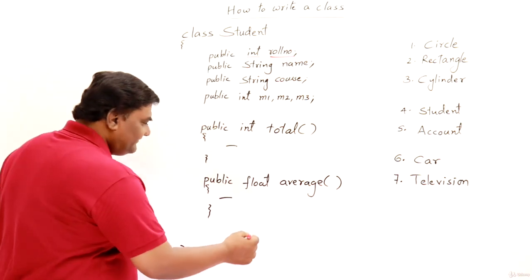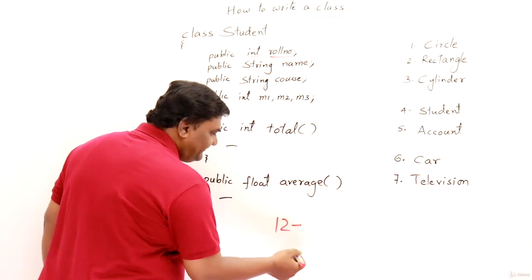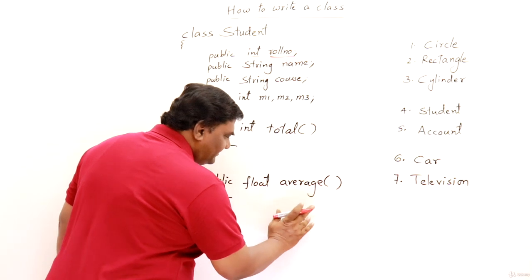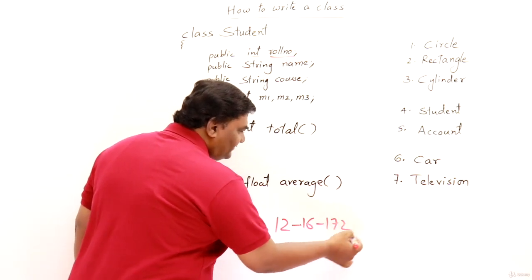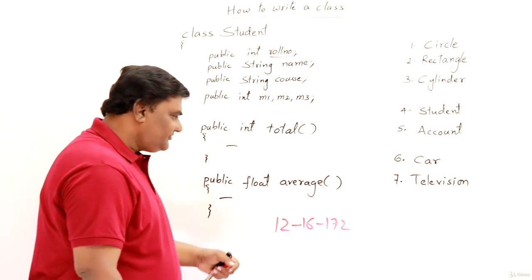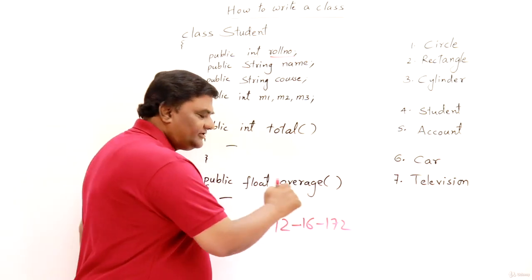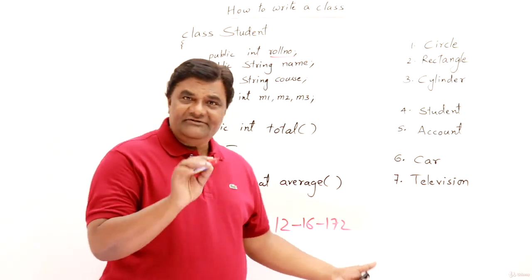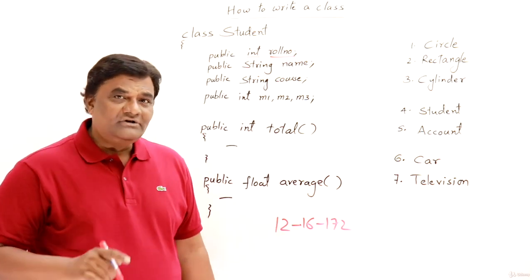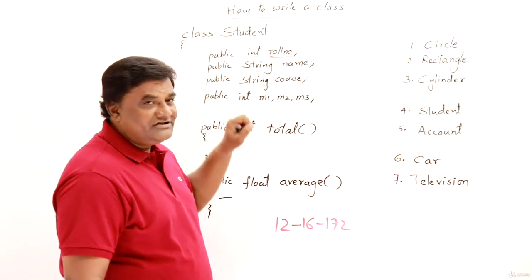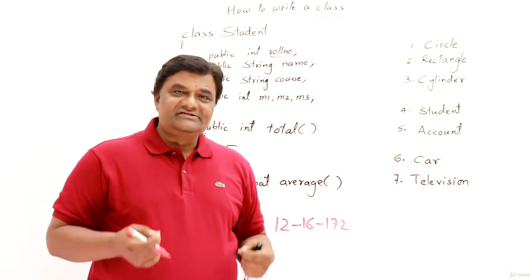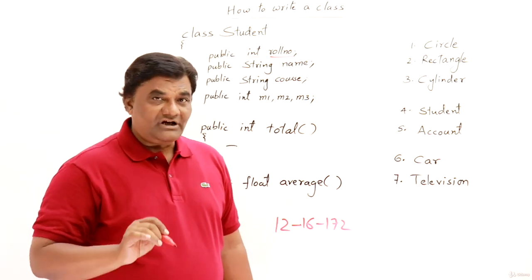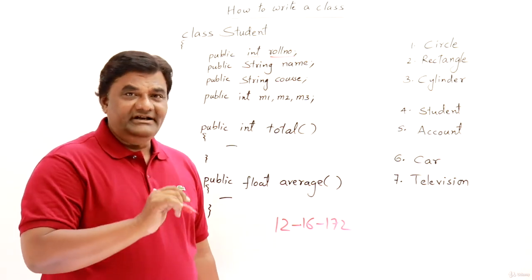Like a roll number is given like this: 12 hyphen 16 hyphen 172. Like 172 is the actual roll number, then 16 is some code, year code or college code, like this. Some hyphens, special characters, are also allowed. If that is the case, then it cannot be an integer. If you want to store the complete number, you have to make it a string. So here you have to judge and decide what you want to store, and based on that select a proper data type.